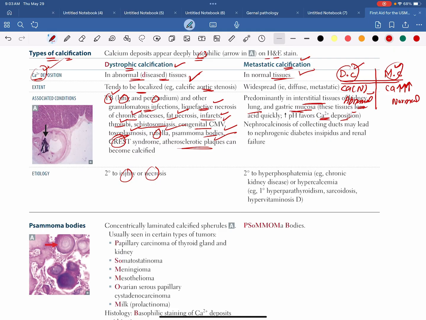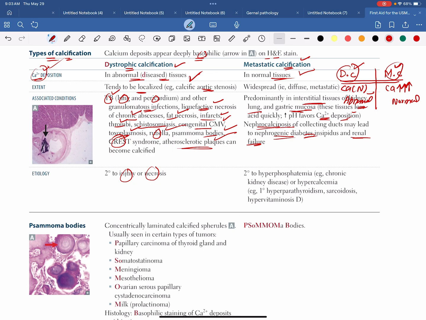Then after that, you have to remember one thing: when the calcium is deposited in the collecting duct of your kidney, it is called nephrocalcinosis. And when you get calcium deposits in the collecting duct, your ADH is not going to work in the kidney. So when the ADH does not work in the kidney, that will lead to nephrogenic diabetes insipidus. That is not central, that is nephrogenic, because it is a problem in the kidney. Then it can also lead to renal failure, because when the calcium is deposited in the collecting ducts, your collecting duct will not function normally. So these are the associated conditions.